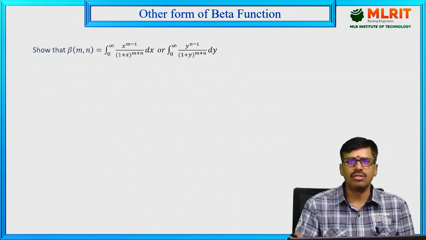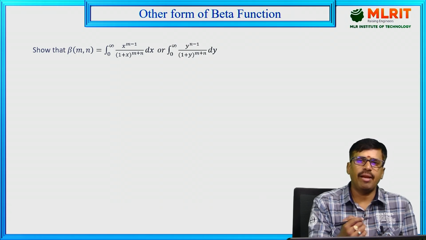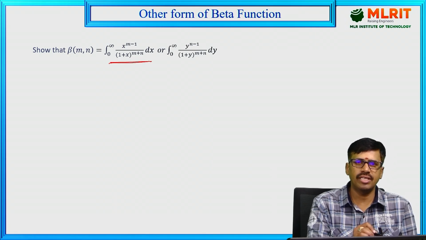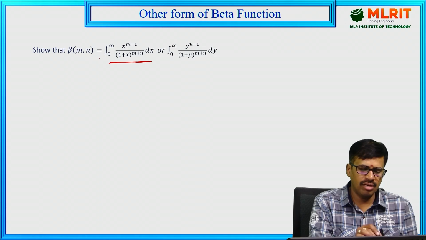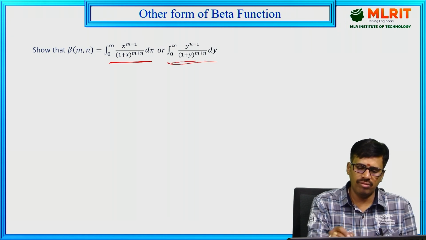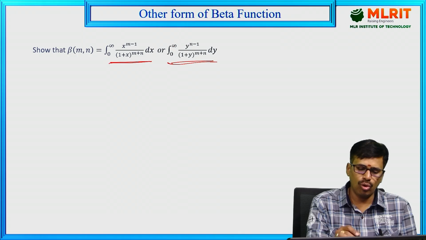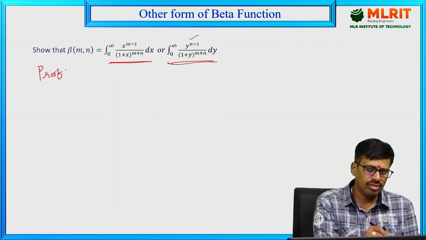Now we have some other forms of beta function. Let us see. Beta function can be expressed in many ways. In this way also we can represent the beta function. So we have to prove that result. Show that beta of m comma n is equal to integral 0 to infinity x power m minus 1 by 1 plus x whole power m plus n dx. This is also the same as integral 0 to infinity y power n minus 1 by 1 plus y whole power m plus n dy. Let us prove this result.